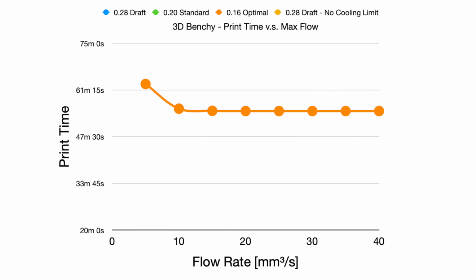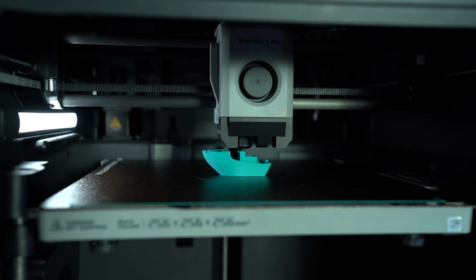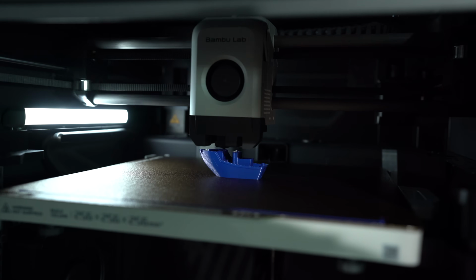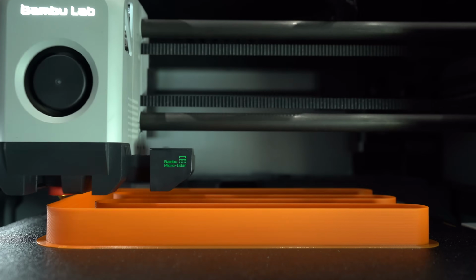For the benchy, sliced at a fine setting, a standard setting, and a draft setting, the print time plateaus quickest at 0.16mm layer height, and slowest at 0.28mm layer height, indicating that there's a greater demand for flow with the thicker layers, which makes sense. All three hit the minimum print time at a max flow of 15 cubic millimeters per second. Increasing the max flow any further has no effect on print time, so clearly flow is not the limiting factor.